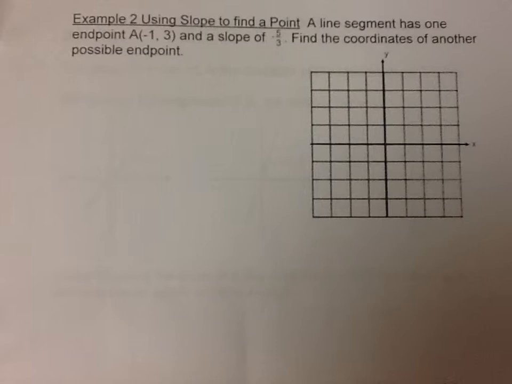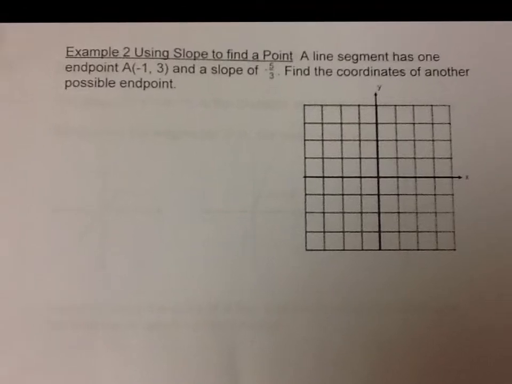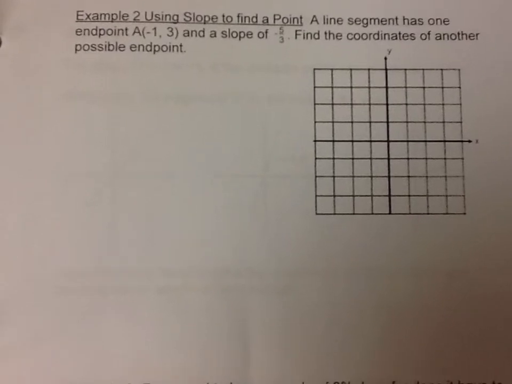So let's summarize the information that we have. We know that we have the point -1, 3, and we know that the slope of the line is going to be -5/3. I've chosen to put the negative with the numerator, with the rise, instead of with the run, but keeping in mind what we talked about on the last slide, we could actually write it the other way too.